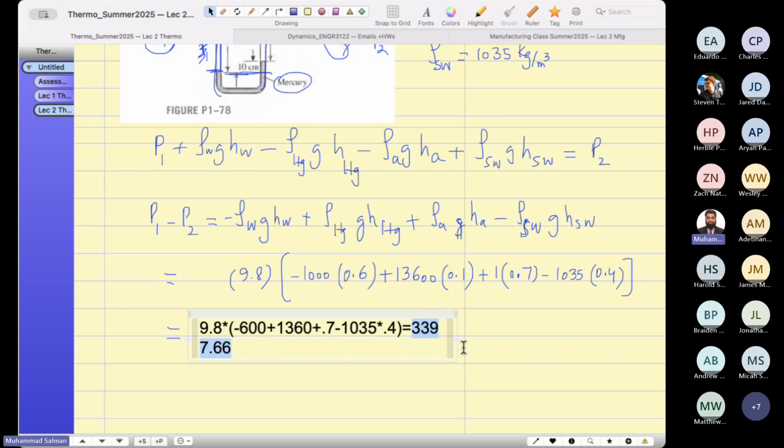I got about 3397.66 pascals. So this is in pascals, guys. If you want to convert the delta P to kilopascals, divide by 1000, which is approximately 3.4 kilopascals. Do you understand this question?